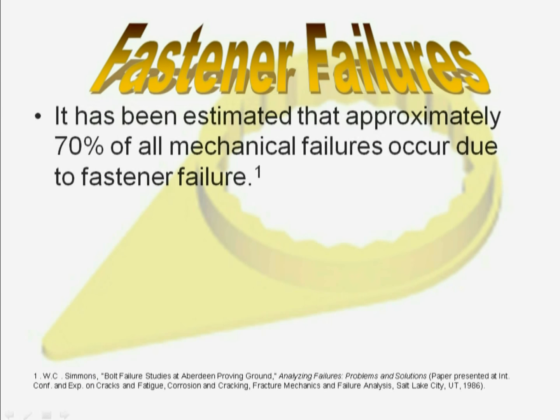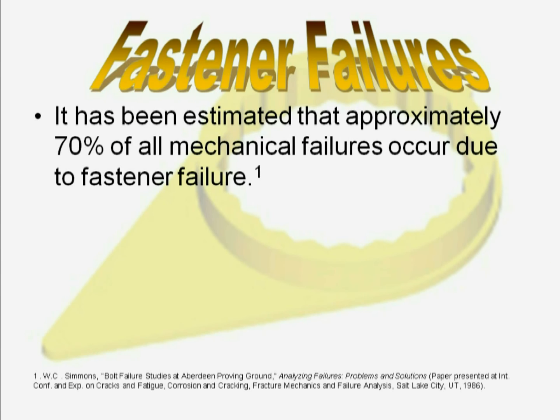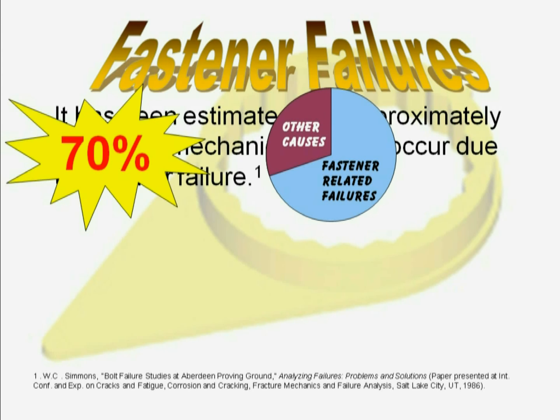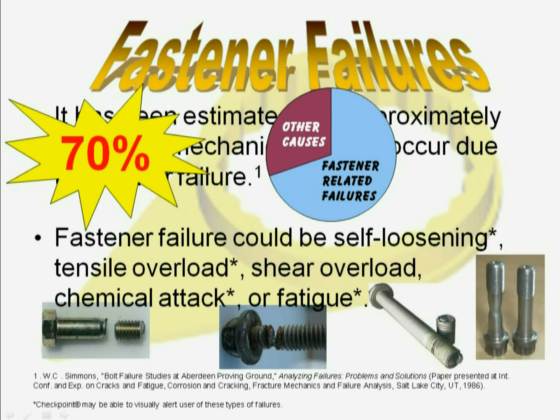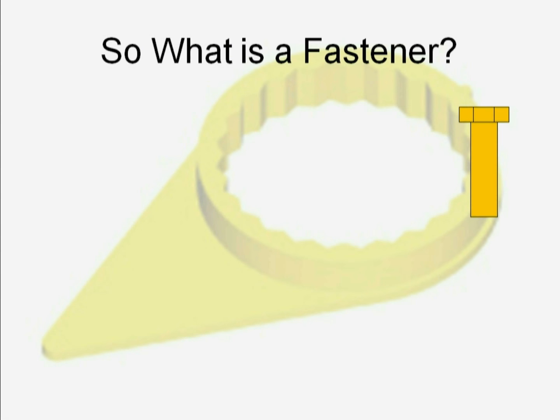Fastener failures. It's been estimated that approximately 70% of all mechanical failures occur due to fastener failure. That's 70% of all mechanical failures. Fastener failure could be self-loosening, tensile overload, shear overload, chemical attack, or fatigue.